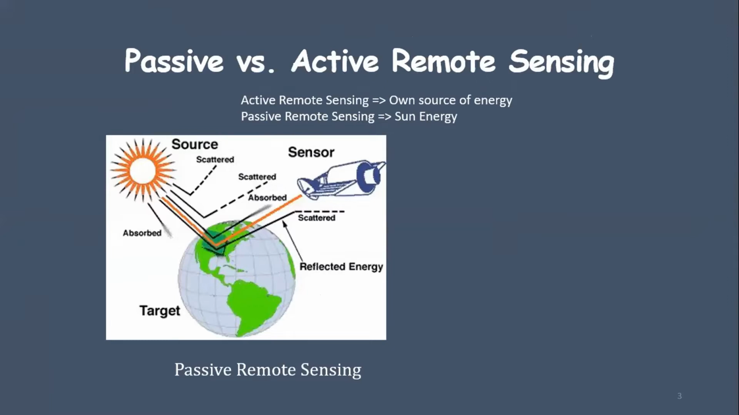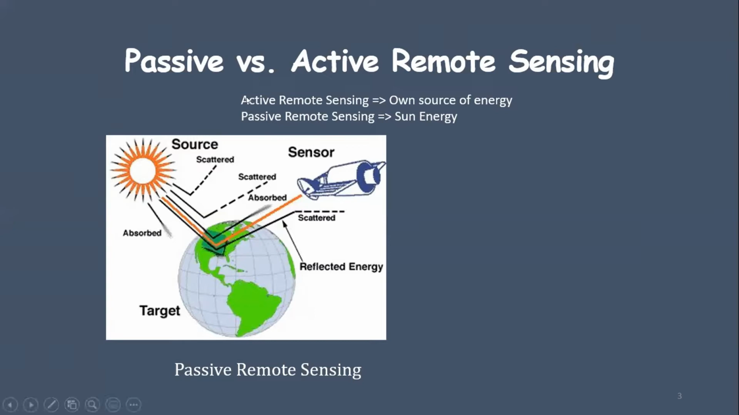Basically, we have two types of remote sensing. One is active remote sensing and one is passive remote sensing. In passive remote sensing, the source of light is the sun. All the energy emitted by the sun falls on the Earth surface, and the radiation that is reflected back from the surface, whether it's an urban area, vegetation, or a water body, anything present on the Earth surface will reflect some radiation, and that radiation is then reflected back to the sensor, which is mounted on the satellite, and by this the image is captured.